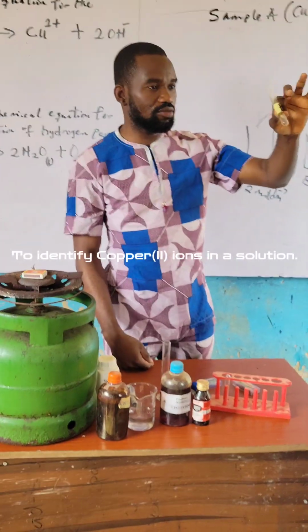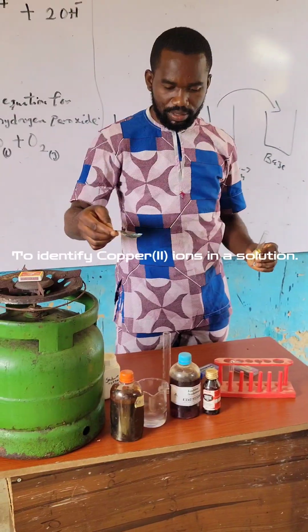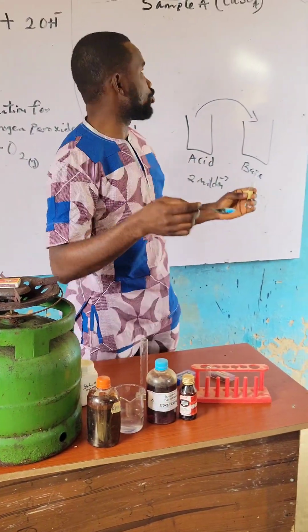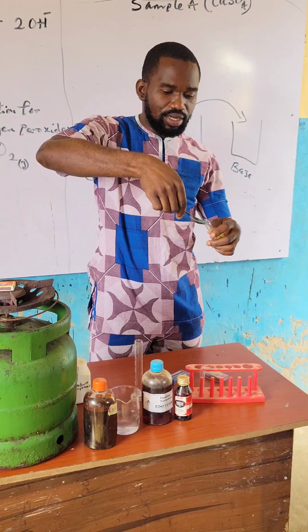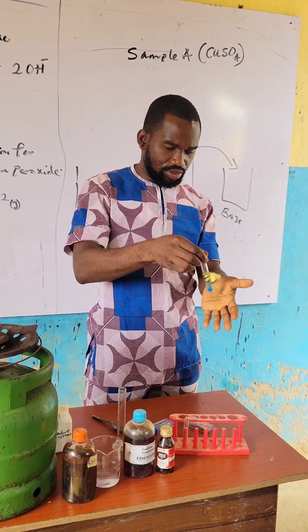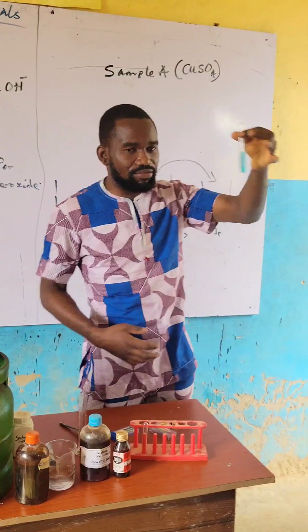So this is the 5 ml of water. We have scooped out our copper 2 sulfate, which is CuSO₄, sample A. To dissolve it, I will shake it so that it can dissolve. And so you have dissolved it, right?